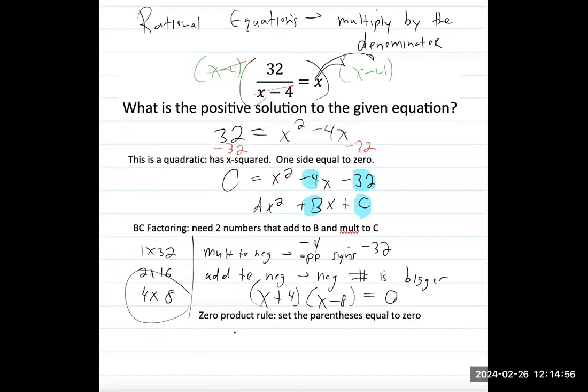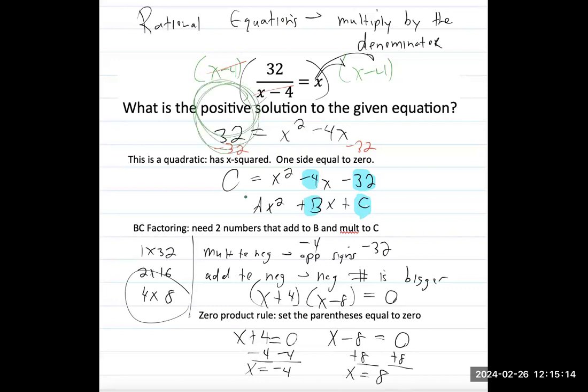We would take x plus 4 and set it equal to 0, x minus 8, set it equal to 0, and solve them both. Here we're going to have x equals minus 4. Here we're going to have x equals positive 8. And we're being asked for the positive solution, which is the positive 8. And we're done with this question.